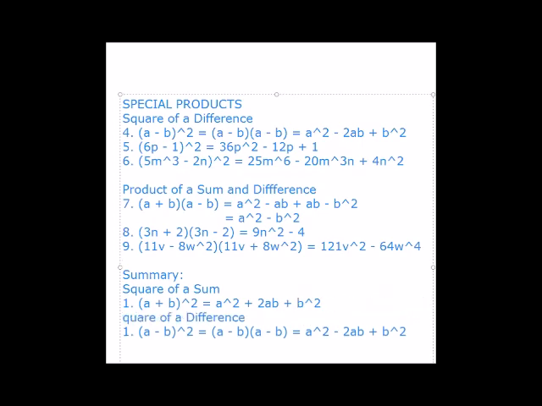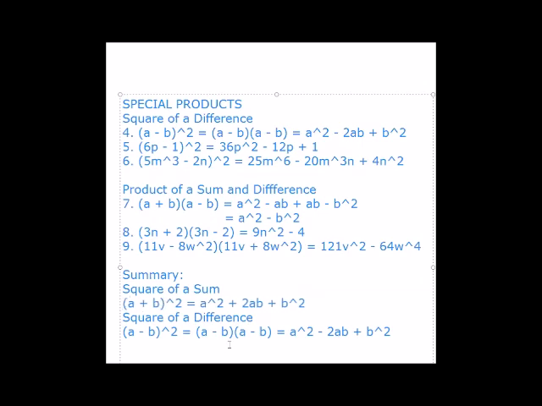The second special product is the square of a difference, which says (a - b) squared is equal to the square of the first term, a squared. Then multiply the first and the second: a times negative b is negative ab, times 2 is negative 2ab. And then the square of the last term, negative b, is positive b squared.